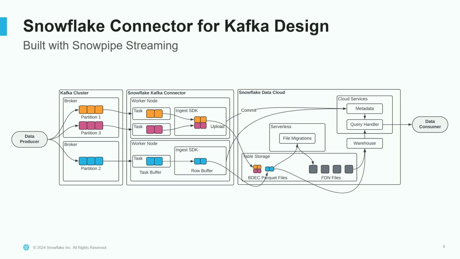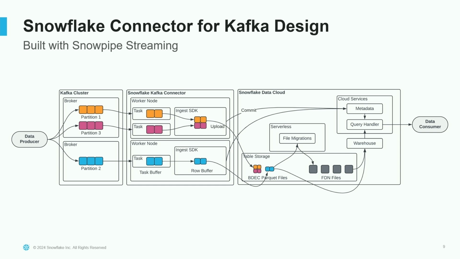In here we have a bunch of nodes running. We call them worker nodes. These are running our SDK to be able to send data to Snowflake. And this is separate from your Kafka cluster. We have those running on completely different instances, on different clusters. The data is flowing from the brokers into our connectors, and then it goes from our connectors into Snowflake.